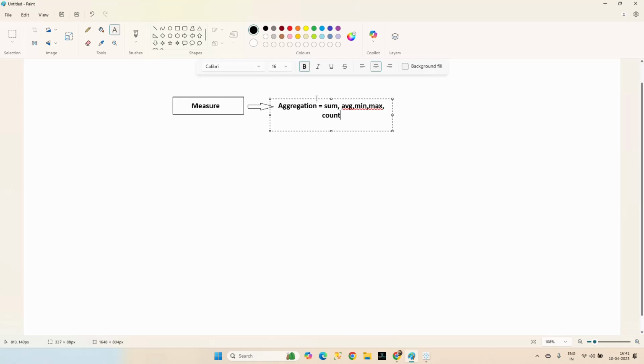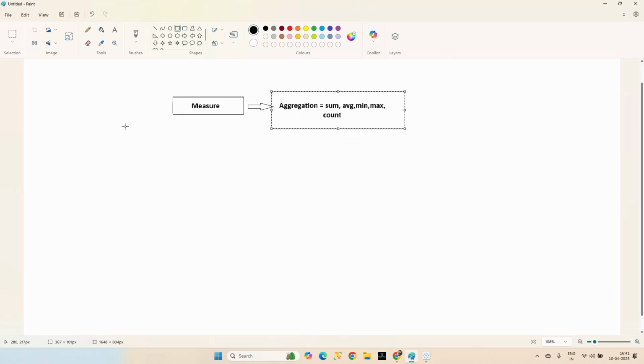What are the measures? Measures are nothing but numbers, or facts. We can call them both numbers or facts. Okay.